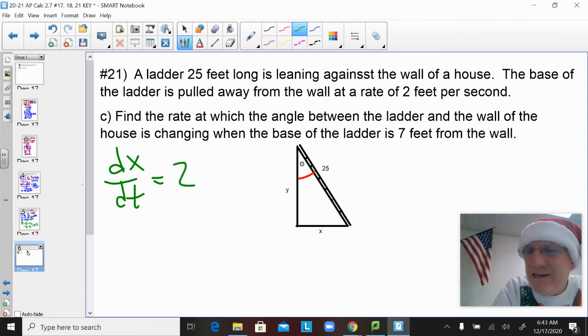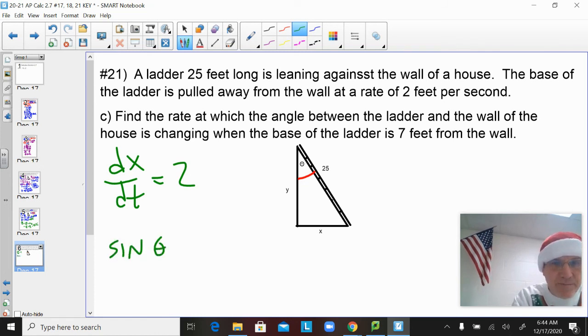Okay. I need an equation. It's got to have theta in it, so it's going to have to be a trig equation. So let's think about this. I really have some options here. I'm going to write out all 3 options, and we'll figure out which one makes the most sense. I could do the sine of theta equals, now I've got to be careful. Sine is opposite over hypotenuse. And given this triangle, given where theta is, that would be x over 25.